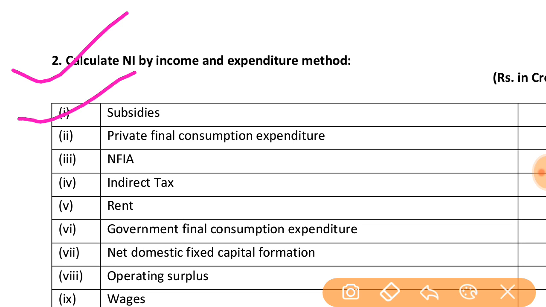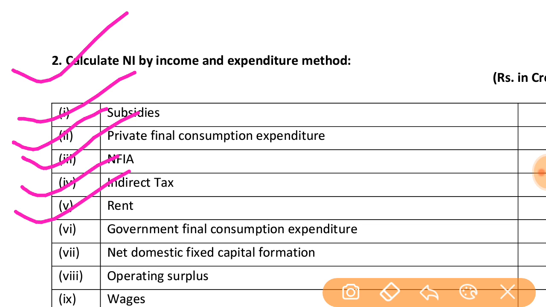So second is given private final consumption expenditure. Private final consumption expenditure means final consumption expenditure of the household. So whatever the household pays on consumption is known as the private final consumption expenditure. Next, NFIA, already you have got this, net factor income from abroad. Next, indirect tax. Indirect taxes mean what? It is a tax levied on goods and services, that is, whatever tax is levied by the government on goods and services is known as indirect taxes.